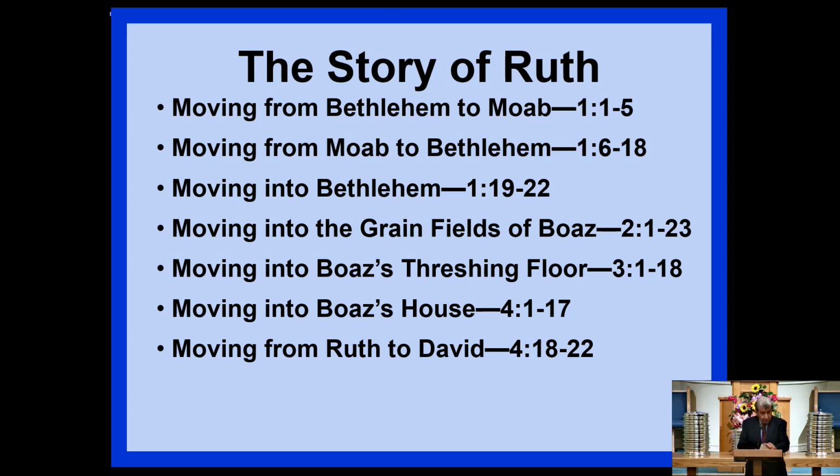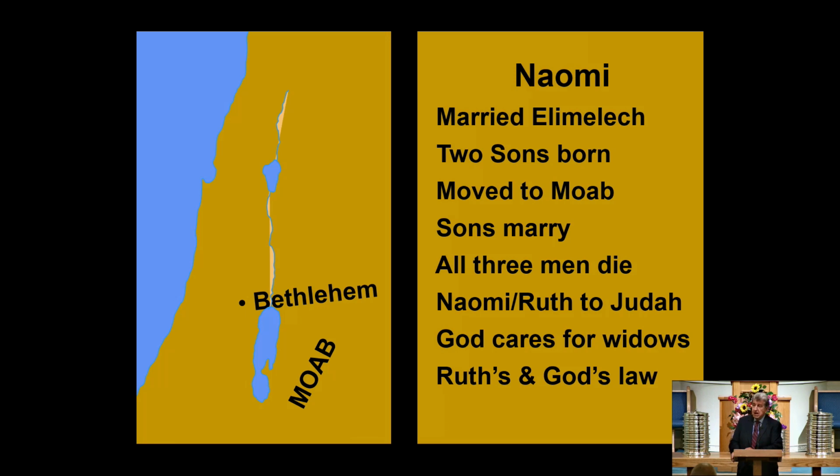Now, let's talk geographically, and then we'll get back to looking at the text. If you look on the screen, there's a map that will show the geography. Do you see where Bethlehem is? You understand that's just outside of Jerusalem. You know where Bethlehem is. And then you look over in the map side and you see written horizontally the word Moab. And that's where Elimelech moves Naomi and his 2 sons over to Moab.